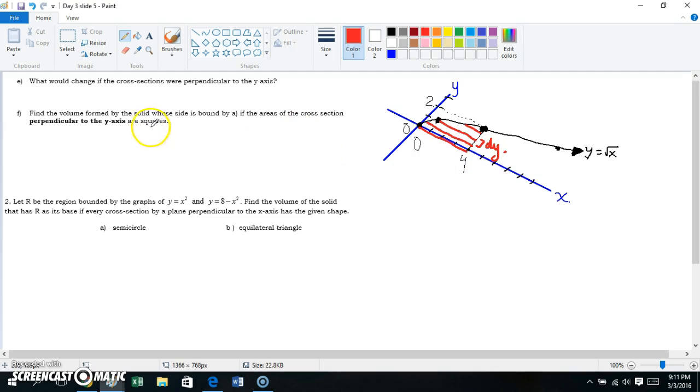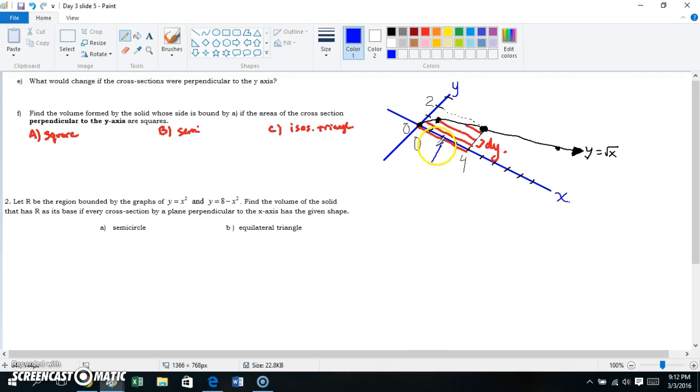All right, if we actually repeat it for all of them, not just the squares, so A was square, and B was semicircle, and C was isosceles right triangle. We'll write the integrals for each of those. So, let's take a look at what would our lengths be.